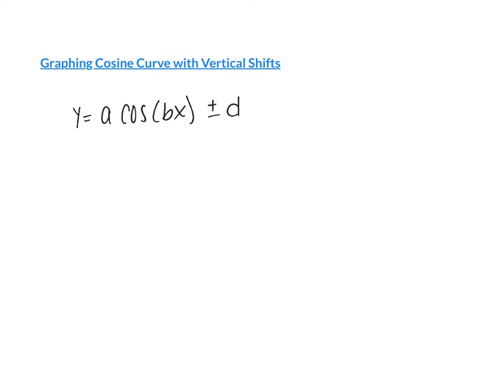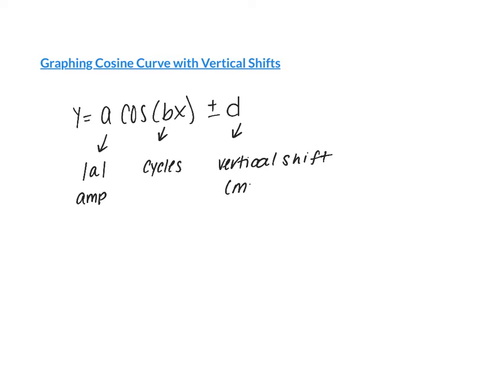So it works very similar to what we did yesterday with sine, where the absolute value of a is still my amplitude, b is still my number of cycles, and now this plus or minus d is still my vertical shift. And my vertical shift is the new midline that we are going to need. Again, the plus d means that we're going to go up, and the minus d means that we're going to go down. So let's try a couple examples and see how we do.